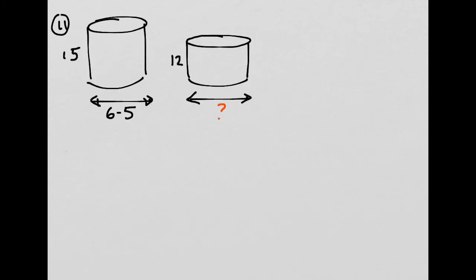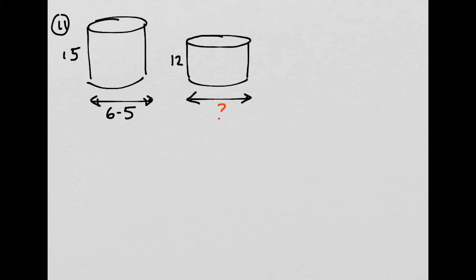Right, number 11. Haven't made a mistake here. Two cylinders. We know the heights of them both. We know the diameter of one. We're trying to find the diameter of the second one.